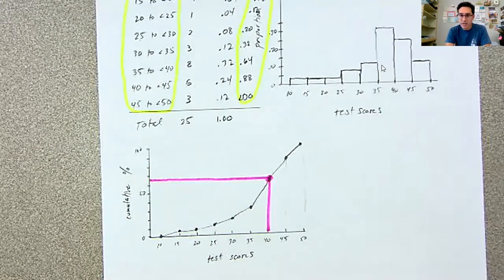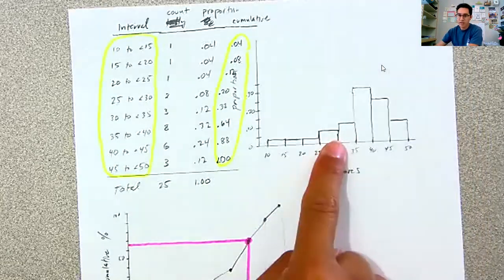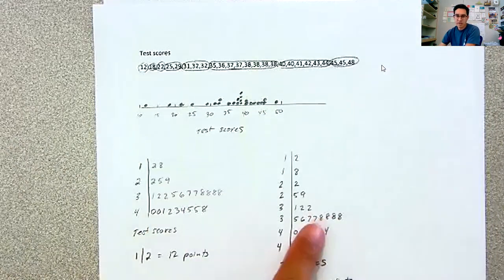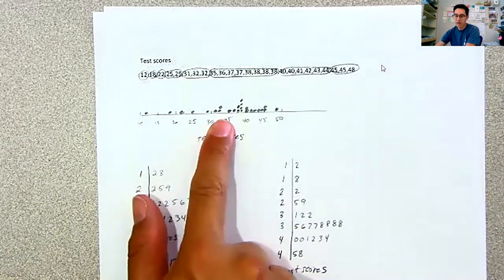All right, so thanks so much for watching. We covered the cumulative graph, the histogram, stem and leaf plot, split stems, and then the dot plot.